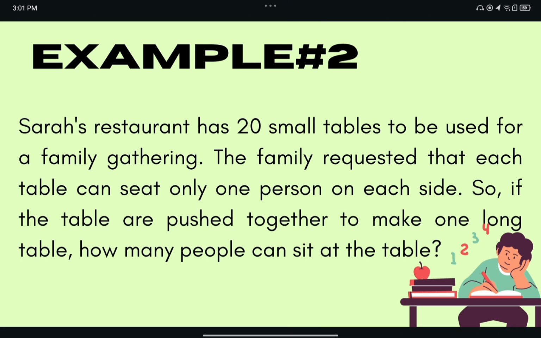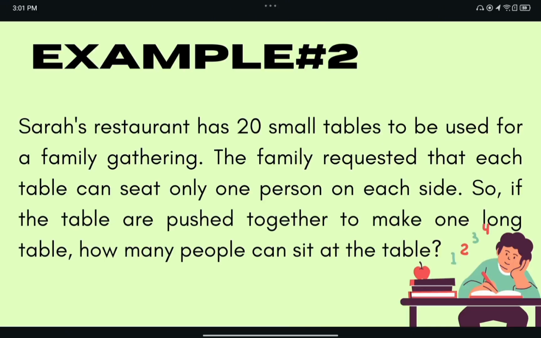Sarah's restaurant has 20 small tables to be used for a family gathering. The family requested that each table can sit only one person on each side. So if the tables are pushed together to make one long table, how many people can sit at the table?